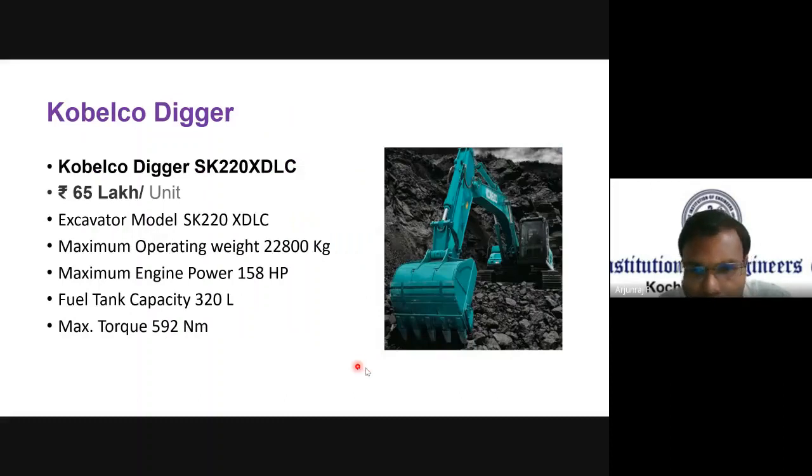We have a Cobalco digger. The price is going to be 65 lakhs per unit. The digger, we call this a Cobalco excavator. You can see how it's been used. The maximum operating weight is going to be 22,800 kilograms, the maximum engine power is 158 horsepower, the fuel tank capacity of this vehicle is 320 liters, and the maximum torque is going to be 592 Newton meter.